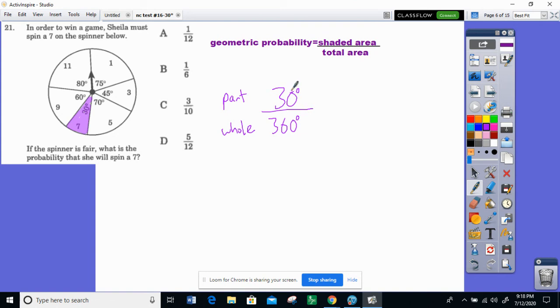So we can try to reduce that. Those zeros cancel out and we get 3 over 36. We can divide the top and bottom by 3. 3 divided by 3 is 1, and 36 divided by 3 is 12. So that is how we get 1 over 12, part A.